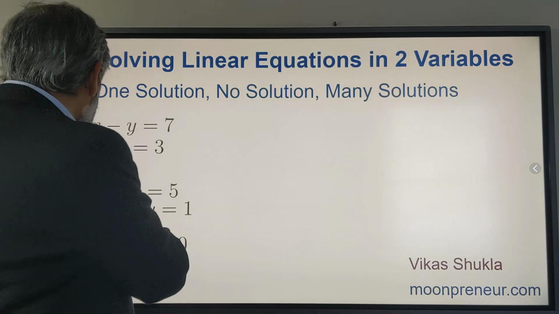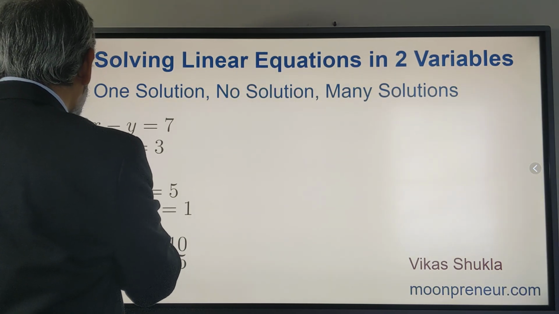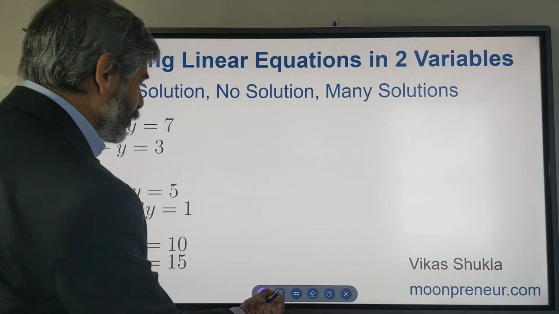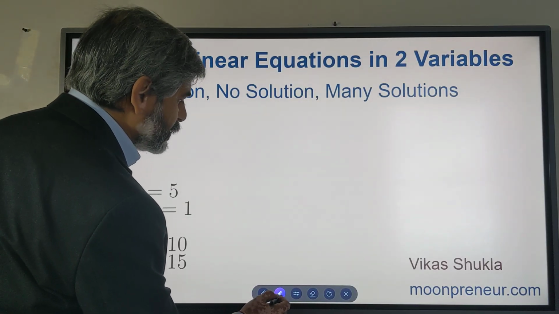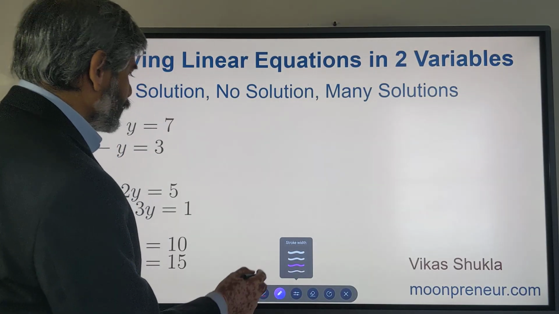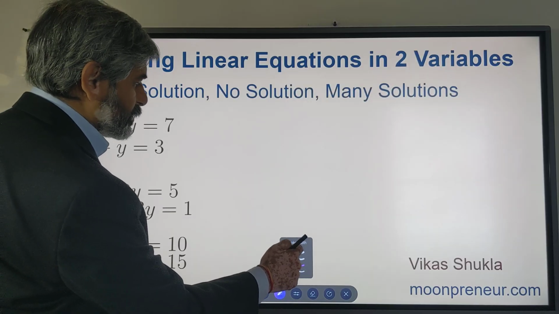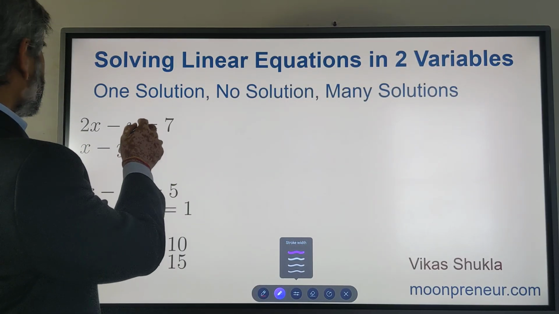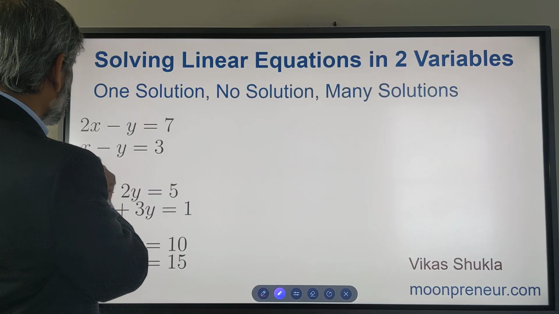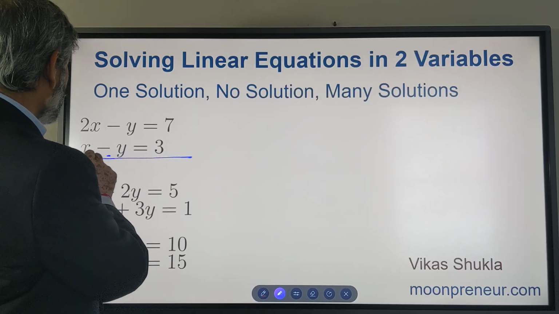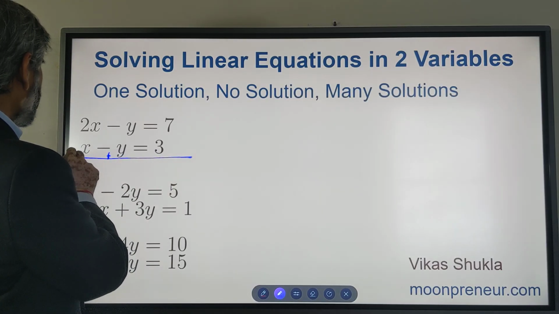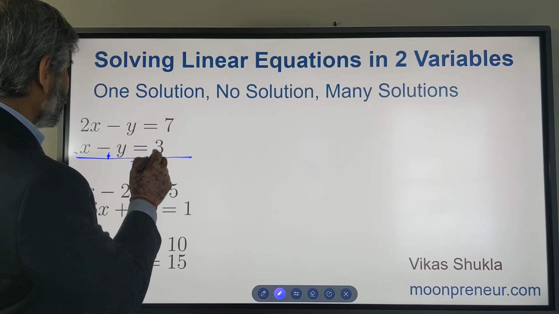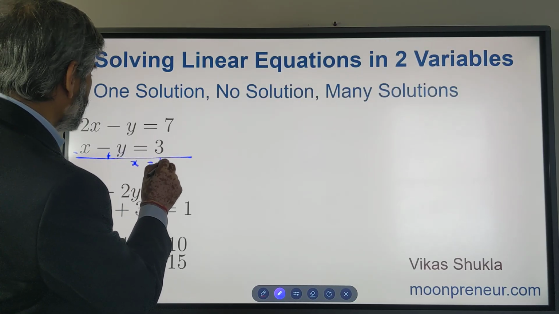So first of all, let's get started and solve this first equation. The way we could solve is simple. We can use the elimination method. So from the first equation we subtract the second equation. This becomes plus, this becomes minus. 2x minus x is x, and 7 minus 3 is equal to 4.